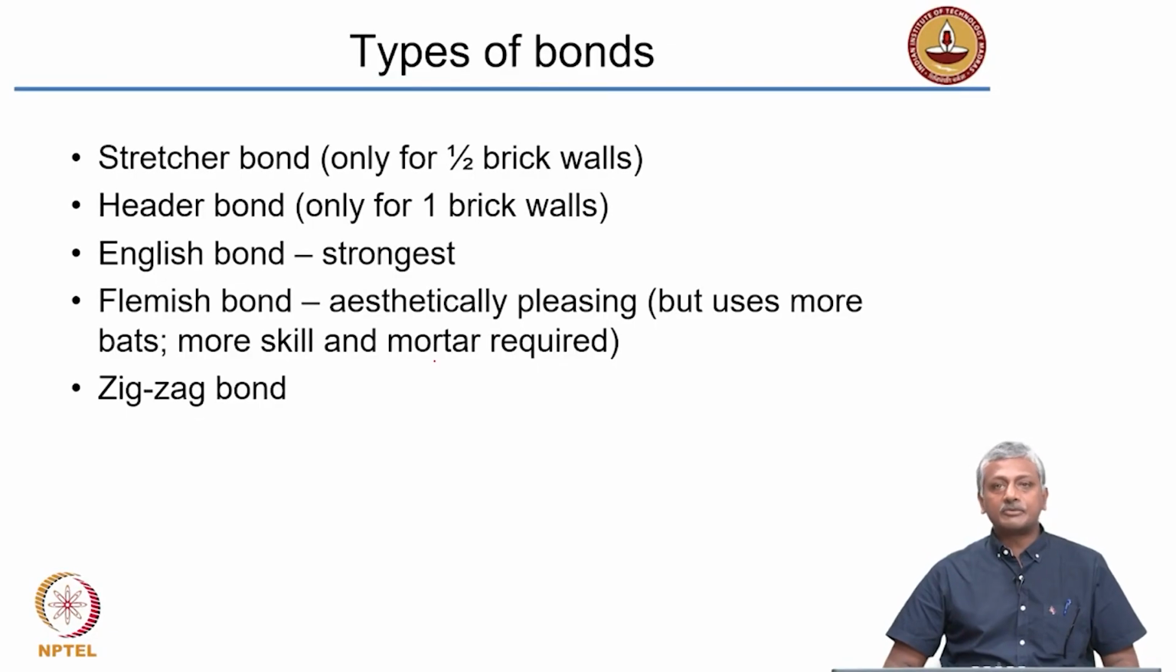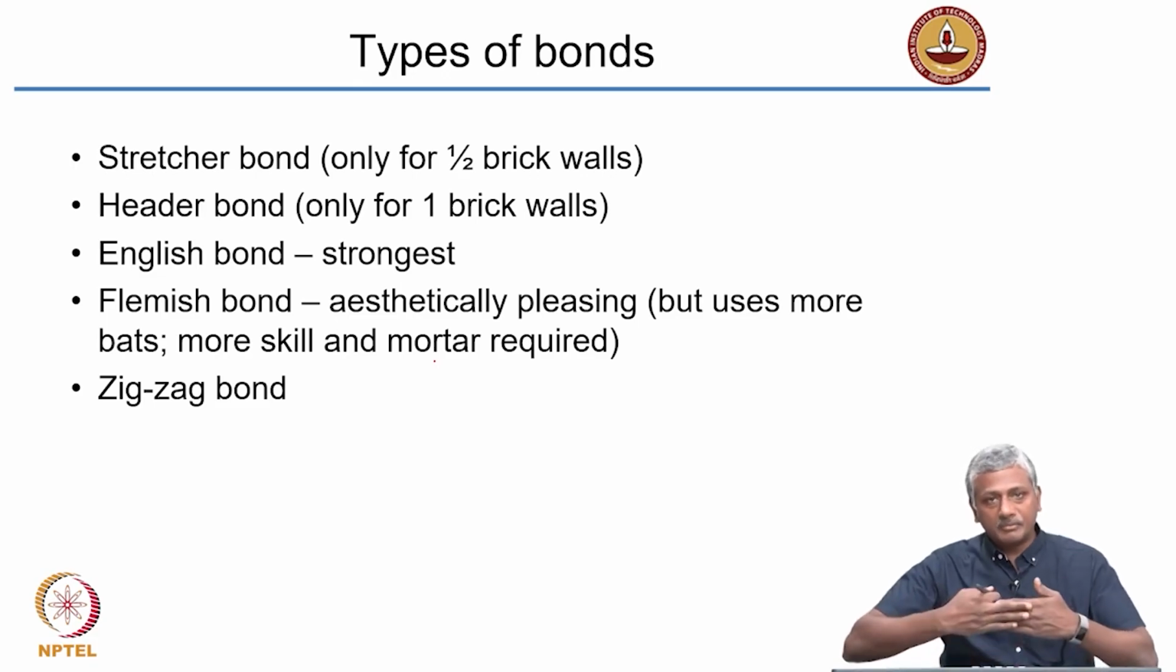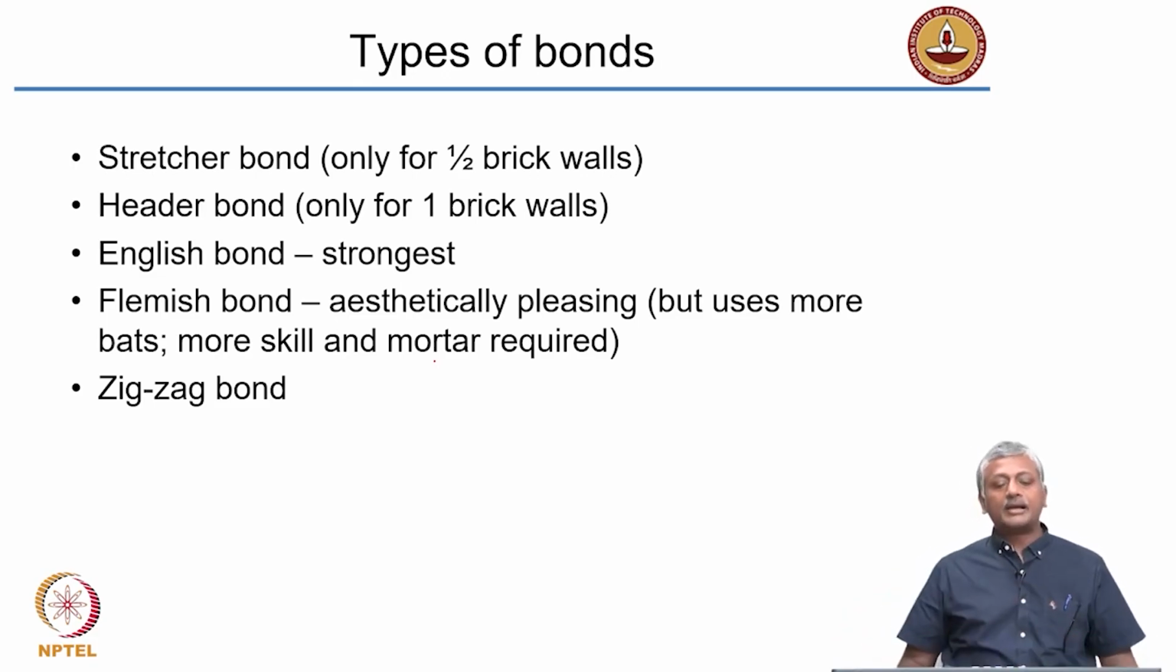So let's look at different types of bonds that are used for bricks. One is a stretcher bond. As the name implies, all the bricks are stretchers. The other is a header bond. Again, as the name implies, all bricks are used for headers. Now these have some limitations. A stretcher bond can only be used for a half brick wall because there is no connectivity between the front and the back. A header bond can be only used for one brick wall.